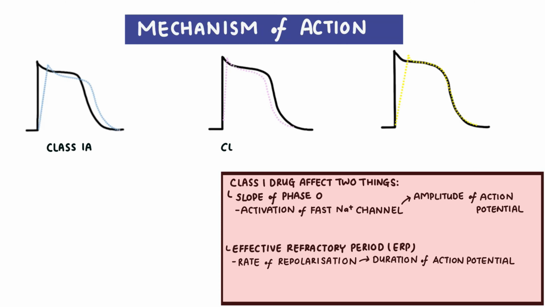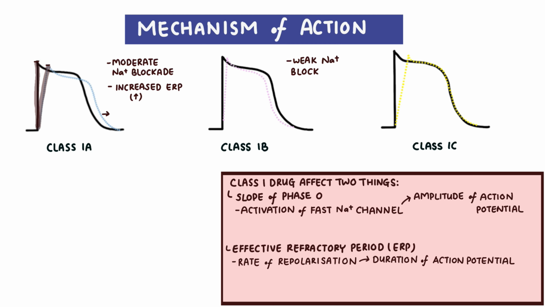Now, these 3 subclasses have different levels of sodium channel blockade and affect the effective refractory period differently. Class 1A causes a moderate sodium channel blockade, hence a moderate effect on the slope of phase 0. You can still see that the slope of phase 0 becomes slightly less steep. It also increases the effective refractory period by delaying repolarization, causing the phase 3 curve to move to the right. This makes the heart tissue less excitable for a longer period.